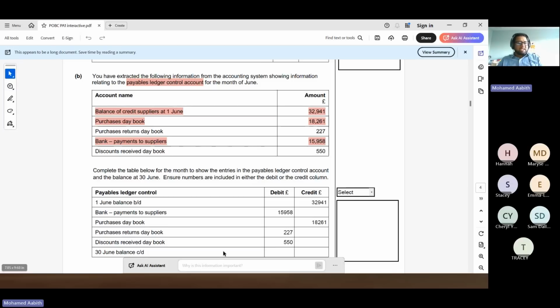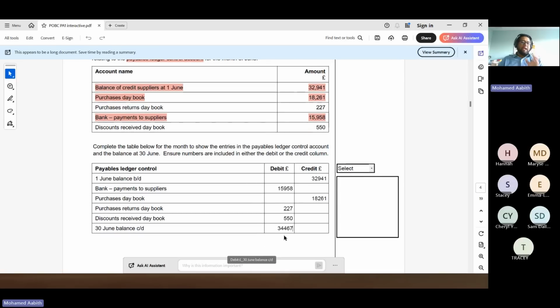So you have the balance carried down figure coming on the credit side. Let me work out the amount on the calculator quickly. 32941 plus 18261 minus 15,958 minus 227 minus 550. That gives me 34,467. That is the balance of your account.